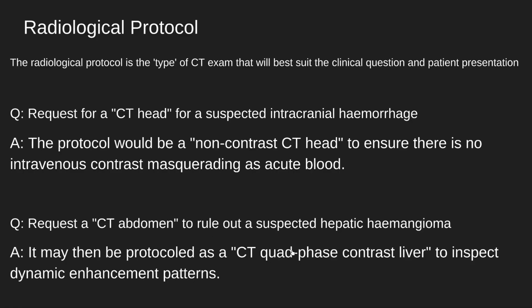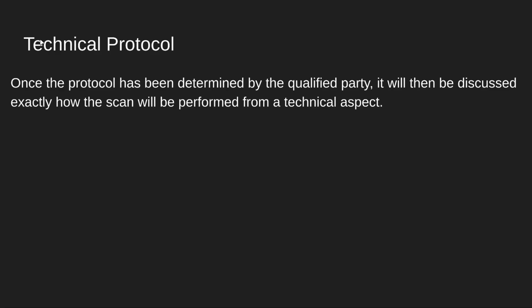And why would we order this type of protocol? Is to inspect the dynamic enhancement patterns, because there are some lesions in the liver that can help differentiate hemangioma from hepatocellular carcinoma or metastasis, for example. So these two examples right here are examples of the radiological protocol. And of course, the technical protocol is something that concerns the technologists and radiologists, where once a protocol has been determined, they will then discuss how the scan will be performed. But that's mostly for technologists to do.